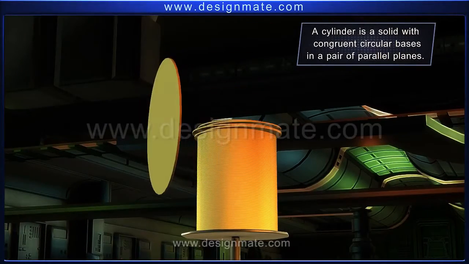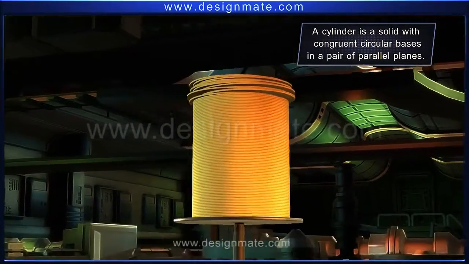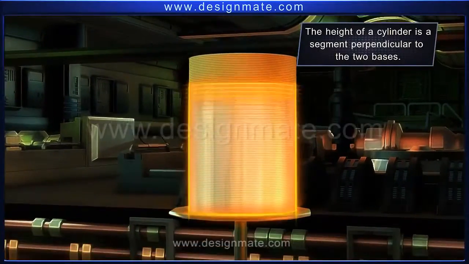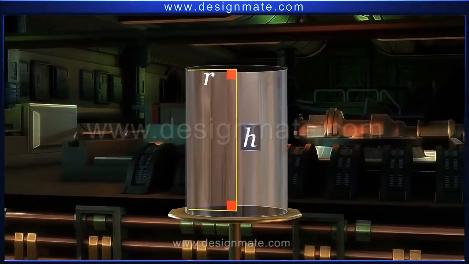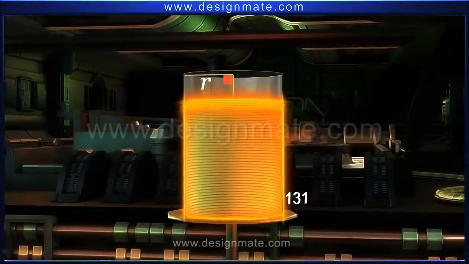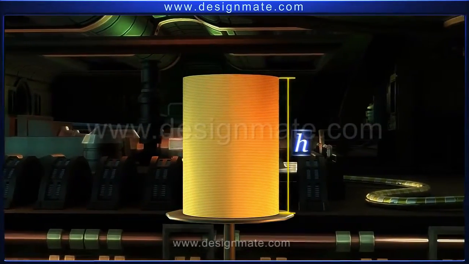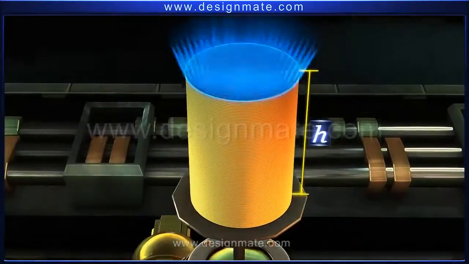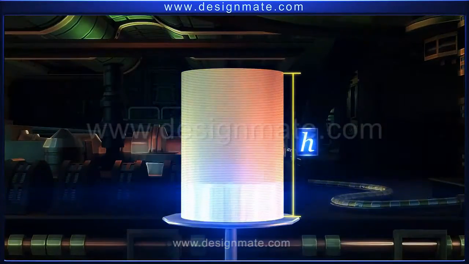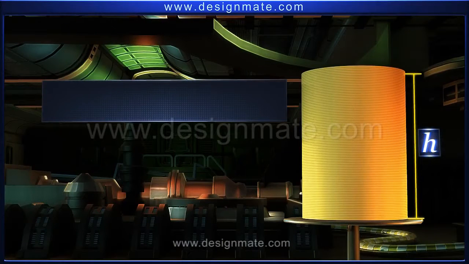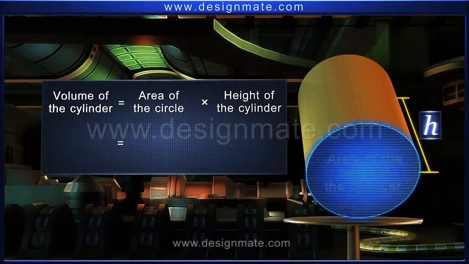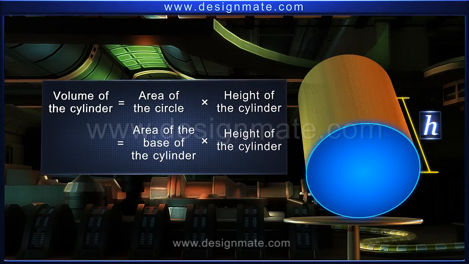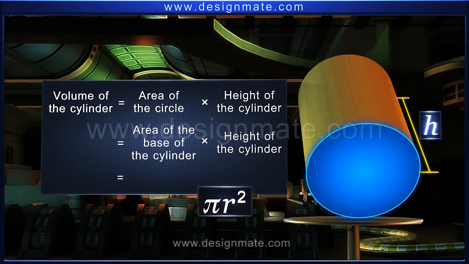As the thickness of the paper is negligible, we cannot say for sure how many circular sheets will fit into the height h of the cylinder. But we can be sure of one thing: whatever be the number of circular sheets used to form the cylinder, we will always get the volume of the cylinder by multiplying the area covered by the circle by the height of the cylinder. Thus, the volume of the cylinder is equal to area of the circle times height of the cylinder, which is equal to area of the base of the cylinder times height of the cylinder, which is equal to pi r square h.